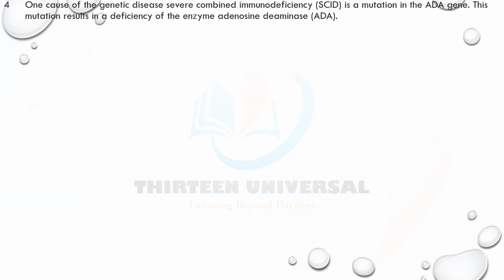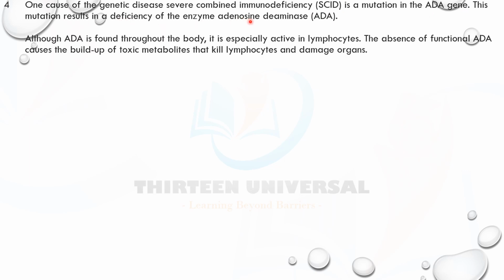Here, let's roll. It says one cause of the genetic disease severe combined immunodeficiency syndrome, that's SCID, is a mutation in the ADA gene. This mutation results in a deficiency of the enzyme adenosine deaminase. So let's go through the context. Background information is very important. Just follow them. Although ADA is found throughout the body, it is especially active in lymphocytes.